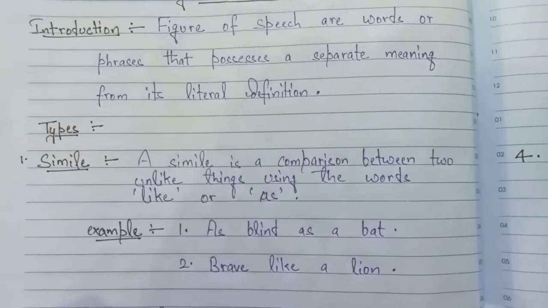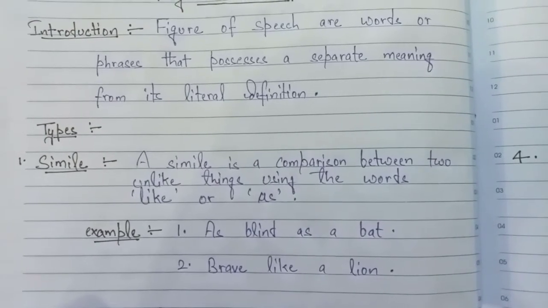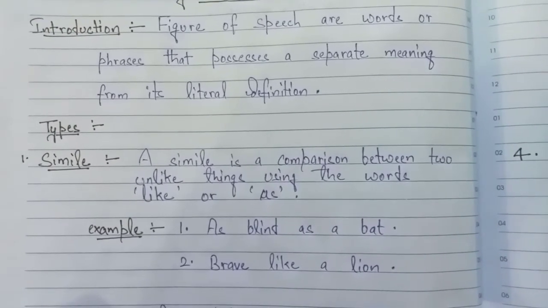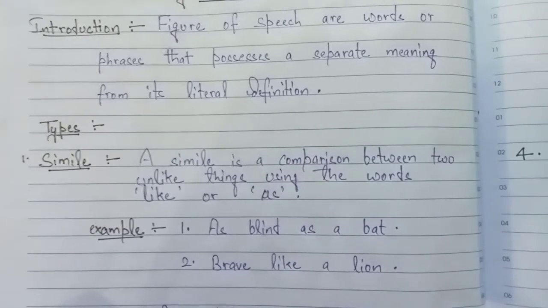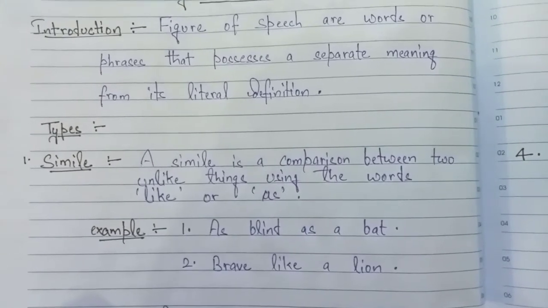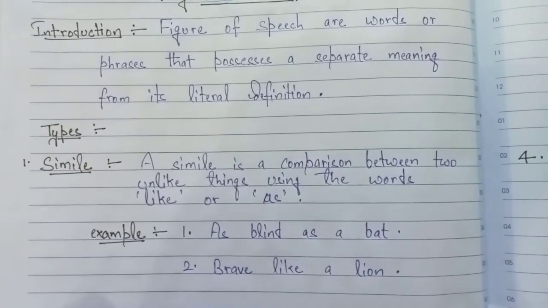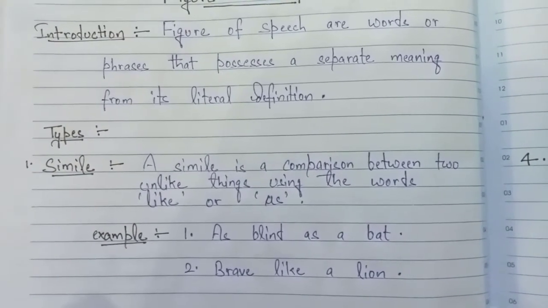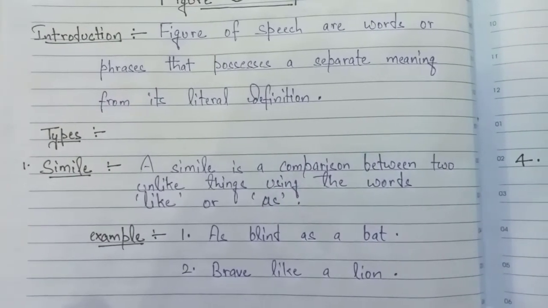The first example is as blind as a bat. Now, in this sentence, a person is being compared to the animal bat, and that person is being called blind. So there's a simile. That person is being compared to a bat, and the word of comparison is as. So there's a simile in this sentence.